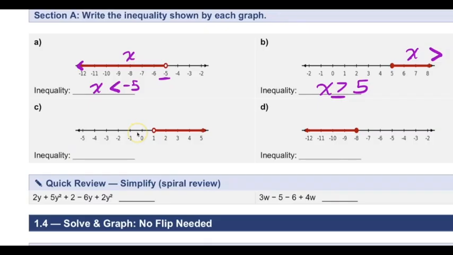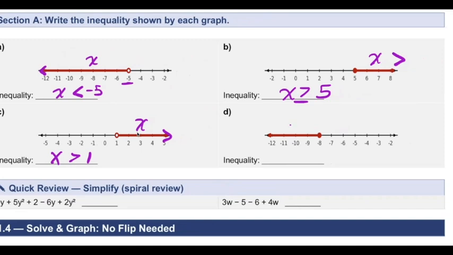Go to the one right here. We have x is greater than 1. And then over here, here's my x. Start with the x on the left. Less than this time. And equal to, because closed circle, -8.